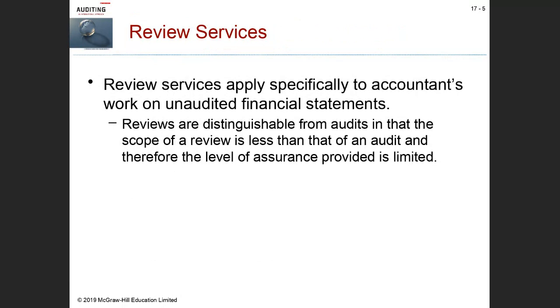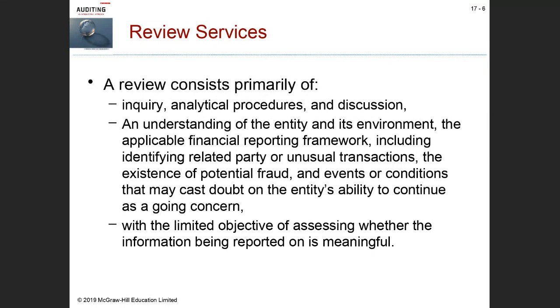So review services, again, this is in the context of a review engagement. It says reviewing services apply specifically to an accountant's work on unaudited financial statements. Reviews can be distinguished from audits in that the scope of a review, meaning the work done, is less than that of an audit, and the level of assurance is limited. So that's why in an audit, we said usually about 95% assurance. In a review engagement, typically, again, it's considered to be in the range of 60 to 70%. Again, you won't find that percentage in a textbook anywhere.